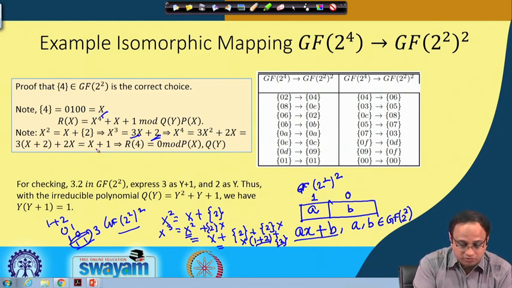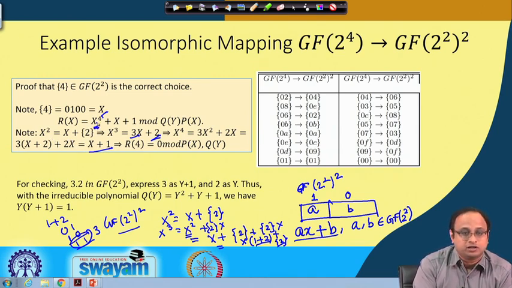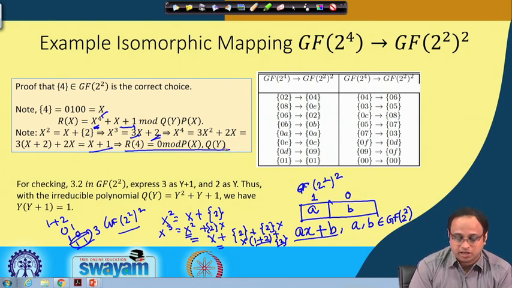So now you can observe that x squared is equal to x plus 1, and this implies that R(4) will be equal to 0 mod P(x) Q(y), because now I have to bring Q(y) into play. I get x plus 1 here, which is my x to the power of 4. If I substitute x plus 1 here, I get x plus 1 plus x plus 1, which is equal to 0. So R(4) is indeed equal to 0 mod P(x) Q(y), and therefore my condition is satisfied.